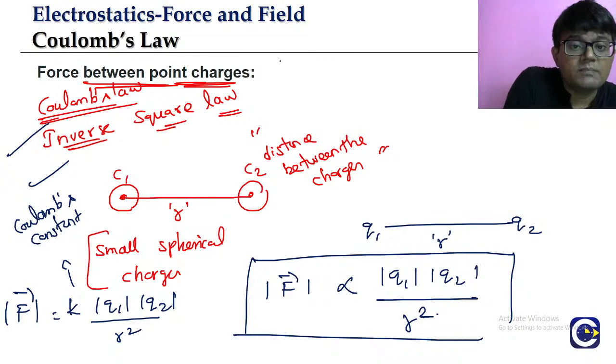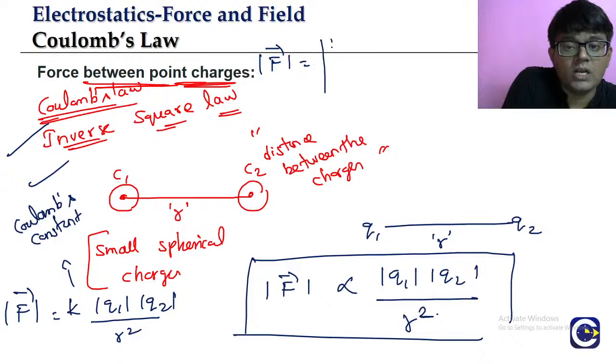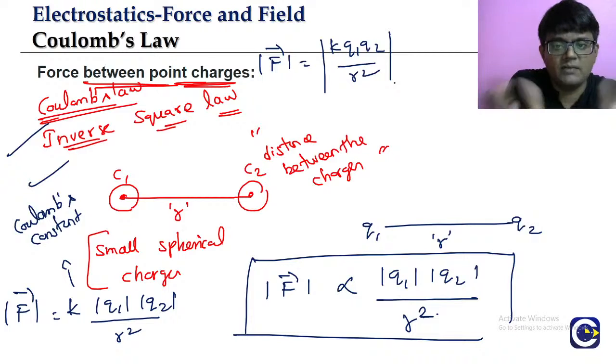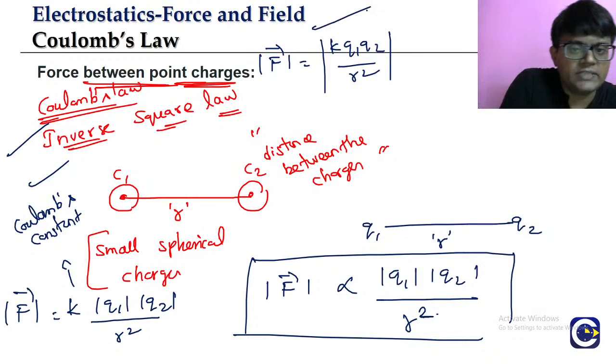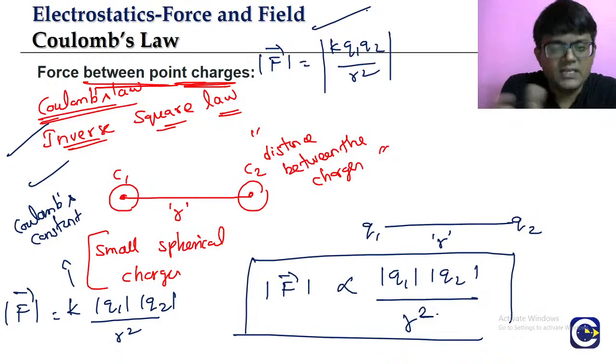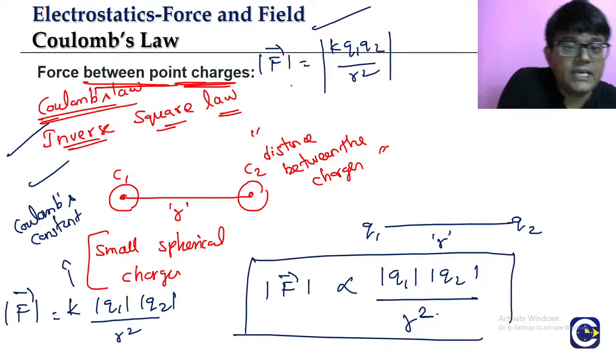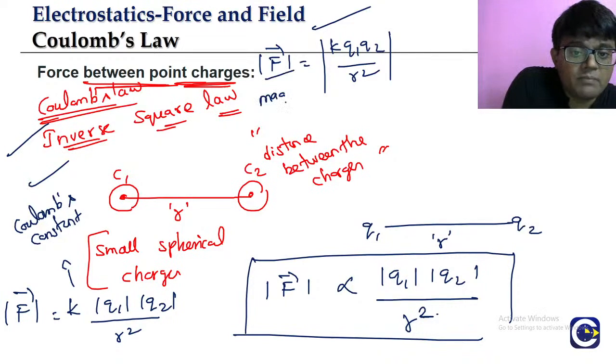Some people also write it like this: the force magnitude is equal to overall of mod, full modulus. Either you can put K into mod q1 into mod q2 by r square, or they can also take full modulus. Why do we take modulus? Because here we are talking about the magnitude of the force.